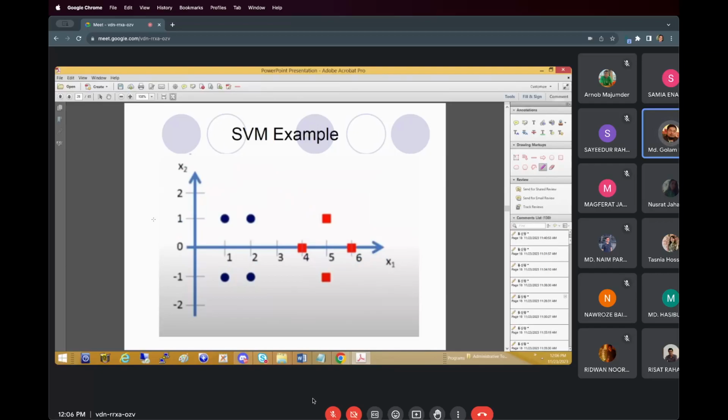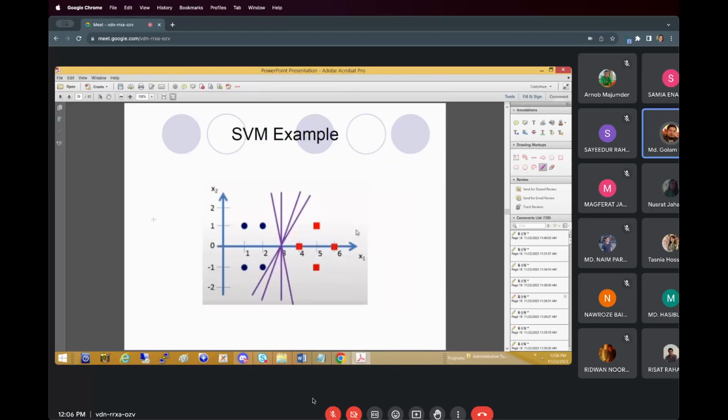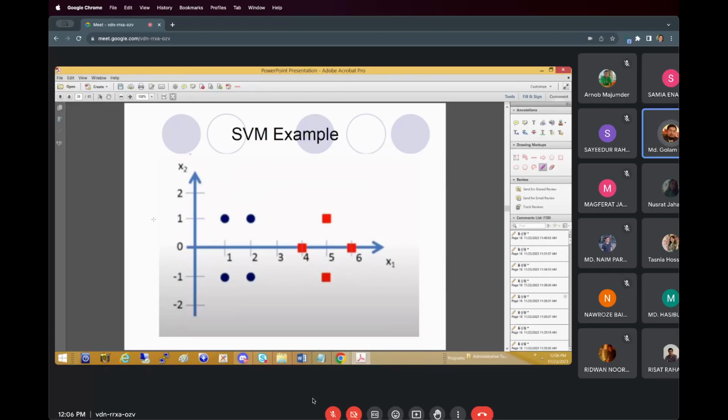So consider that a data set is given. This is our data set. If we plot it, this will be our data set. We have two features in this case also, x1 and x2, and the class labels are also given.